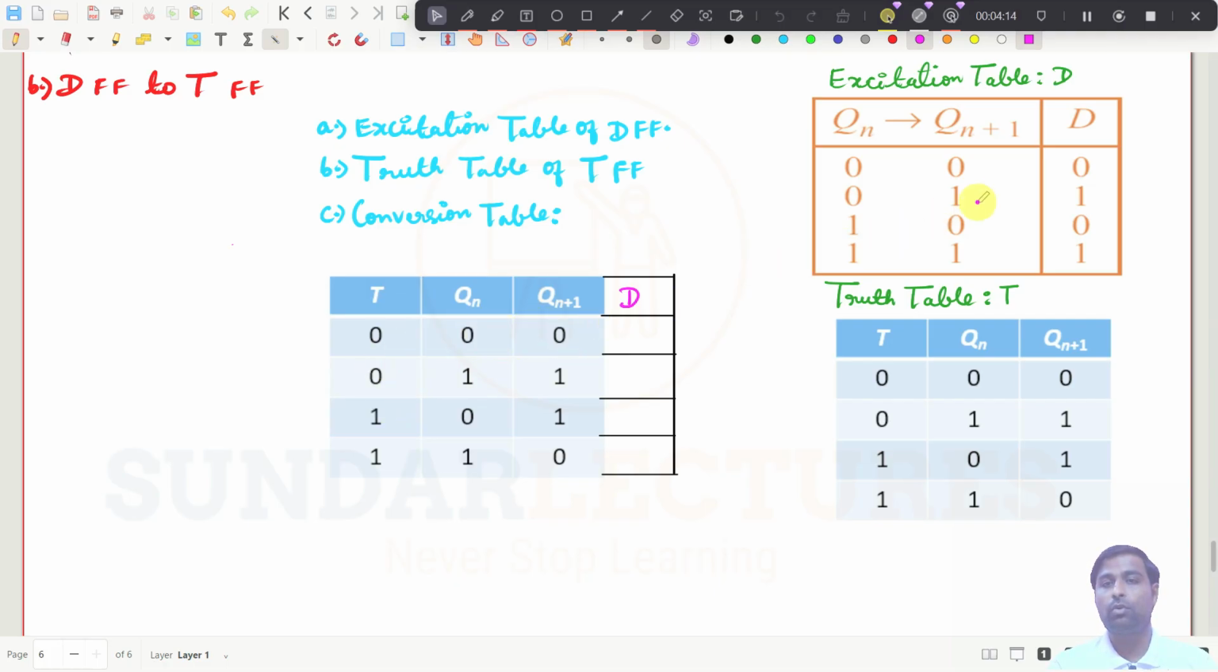So for 0 0, what should be the D? It should be 0. For 1 1, it should be 1. And for 0 1, it should be 1. And for 1 0, it should be 0 simply.